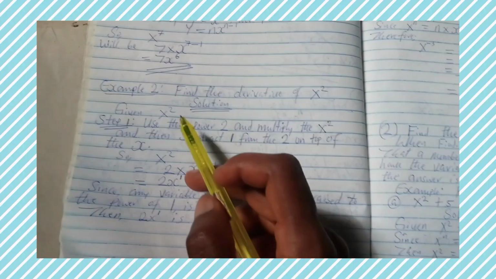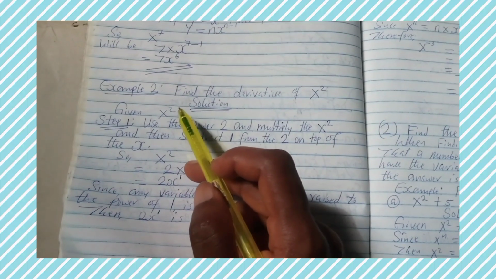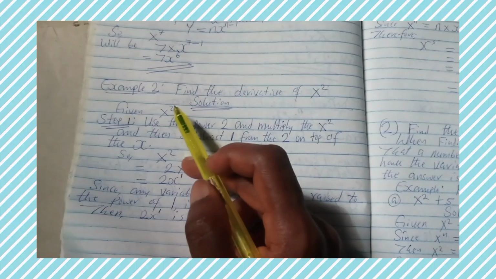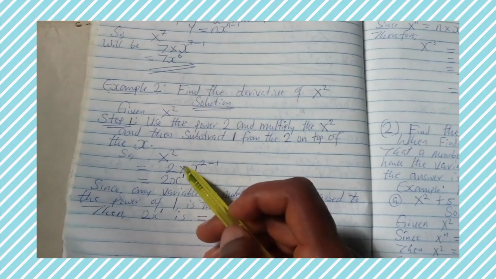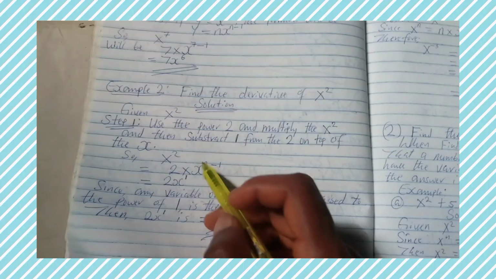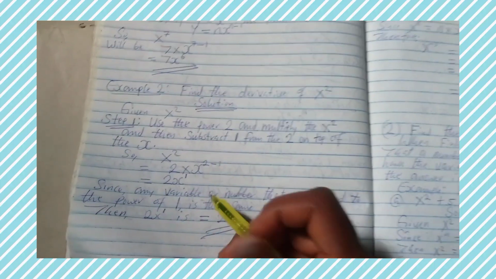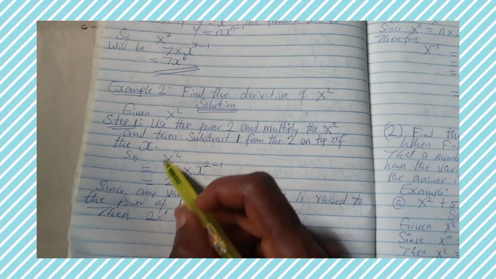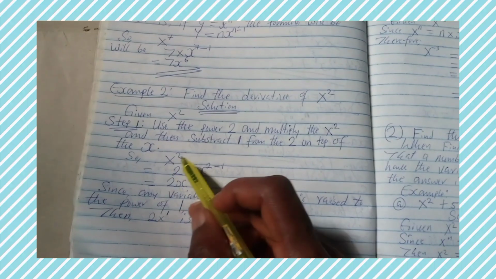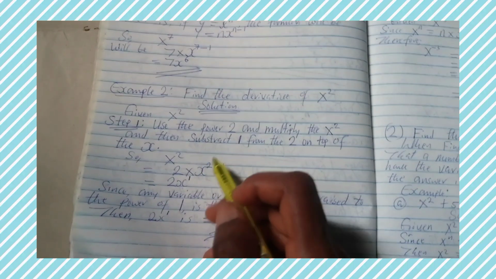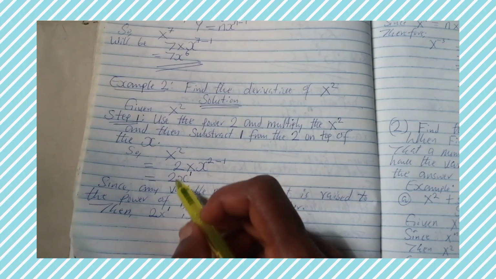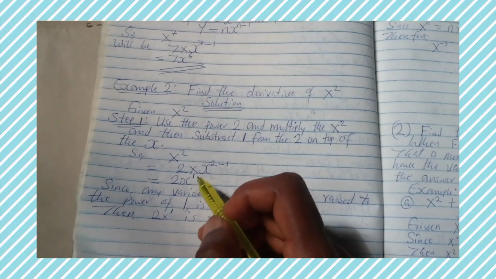That means we use the 2 on top of this x to multiply x to the power of 2, then we subtract 1 from the 2 on top of the x. This 2 goes in front of x to the power of 2 and multiplies it, then we still minus 1 from the 2 on top of the x. So we are going to have what? 2x raised to the power of 1.